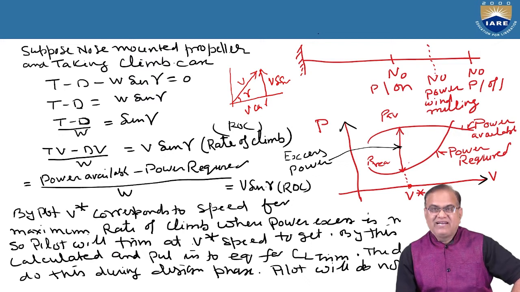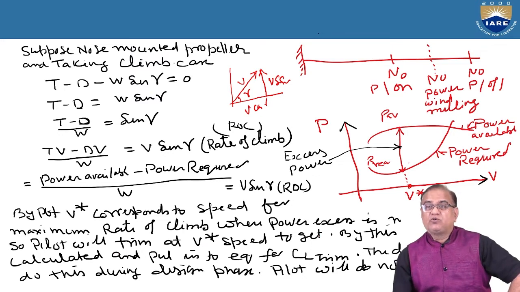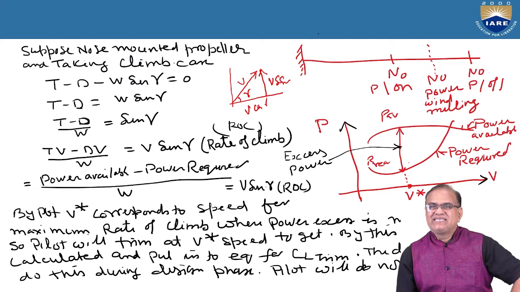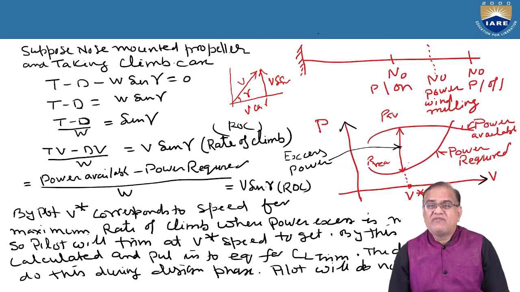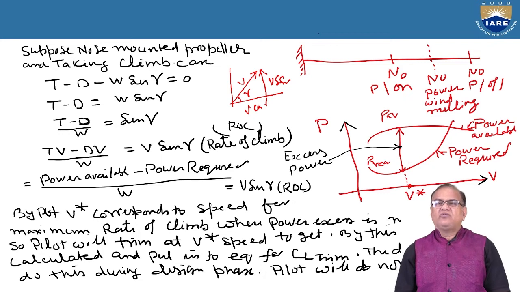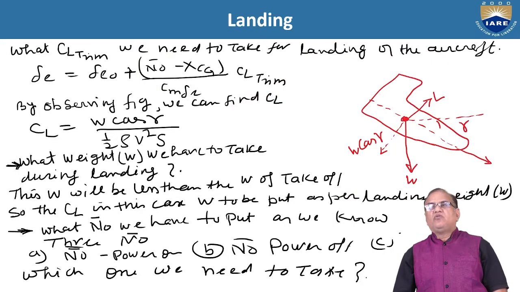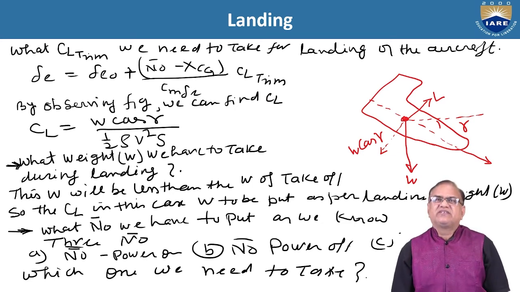So the pilot will trim at V star speed to get this. By this, CL is to be calculated and put into the equation for CL trim. The designers do this during the design phase, the pilot will not do that. So it is the job of engineers. We have to make sure that we find out the CL trim by using V star. Now the next phase is the landing phase.